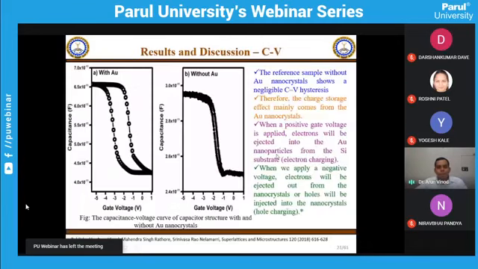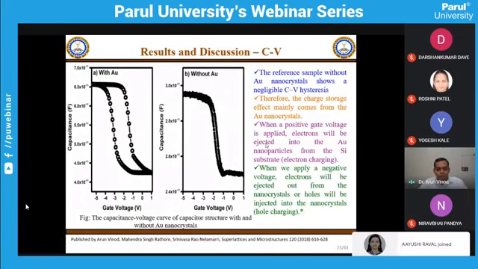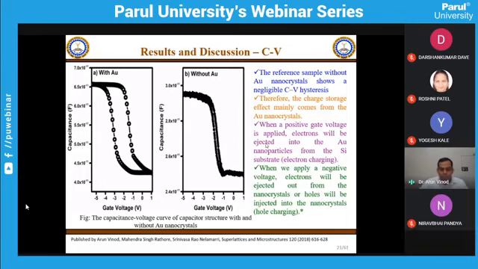The non-volatile memory characteristics were confirmed through CV, capacitance-voltage characteristics. Here we can see the reference sample, that is without the gold layer, only the hafnium oxide layer on silicon as the gate oxide. With the electrical characterization, we can see that the charge effect mainly comes from the gold, because here we can see there is electron charging and hole charging.